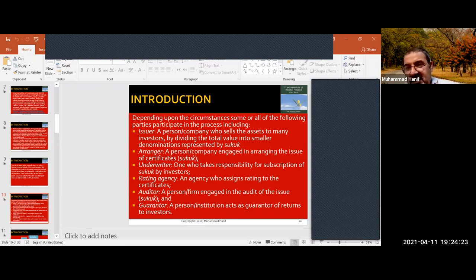Rating agency: an agency that assigns a rating to the certificate. Nowadays it has become a norm in the financial sector that whenever you issue a new bond or new Sukuk, you want to have a rating. So Sukuk also uses the rating. Usually Sukuk gets a good rating. You know why Sukuk gets a good rating?